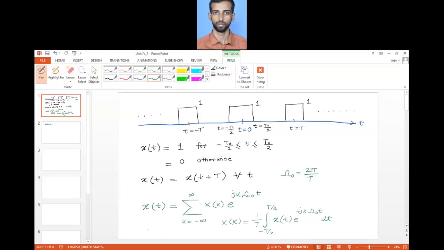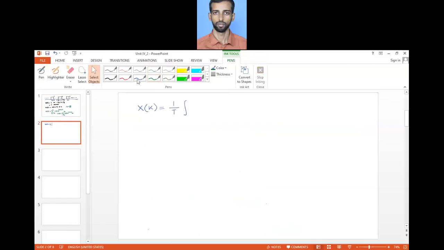But you note that from minus T by 2 to minus T0 by 2, the signal is 0. And from T0 by 2 to T by 2, the signal is again 0. So therefore, we can only integrate from minus T0 by 2 to plus T0 by 2. The signal value is x of t, then e to the power minus j k omega naught t.